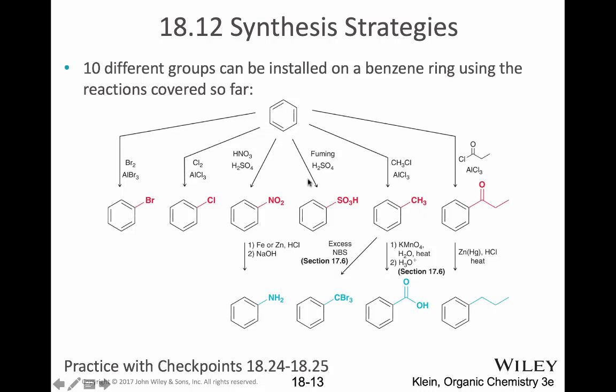And so what we've gone over so far is 10 different groups that we can install onto an aromatic ring: bromine, chlorine, nitro, sulfonic acid, alkyl groups, and acyl groups. And then for some of these, we can take these groups and turn them into other functional groups. So I can take the nitro group and reduce the nitro group to an amine to make aniline.